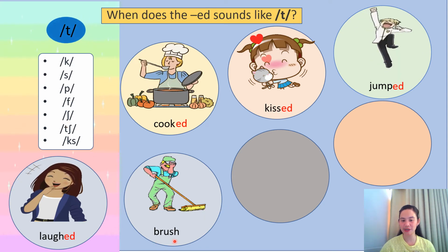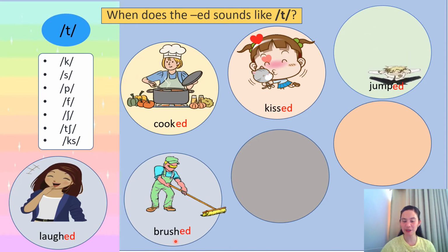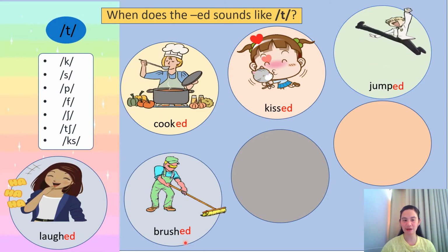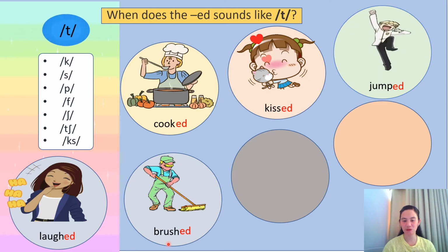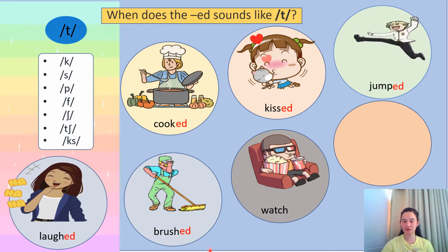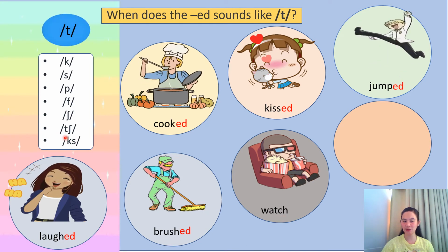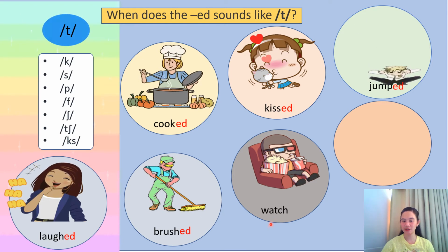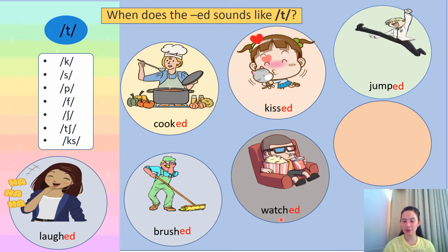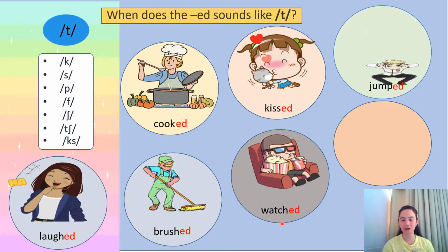So if you can hear that sound at the end of the simple form of the verb, if the verb is in past tense, you are going to read the ed as t. So let's read the word brushed. Next word, watch. Ch is the last sound, and this is the phonetic translation of the sound of ch. Okay, so let's make it into past tense by adding the suffix ed at the end. So the ed sounds like t, so we are going to read the word as watched.